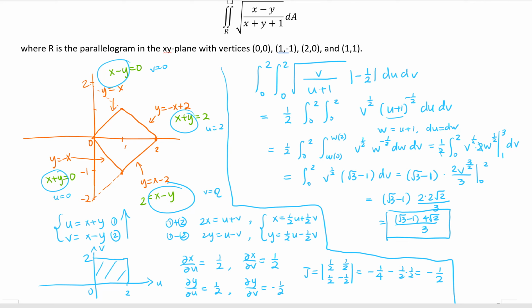Okay, so you can also try other transformations. Maybe you can let u be y minus x, let v be x plus y, and then you can calculate to see whether you have the same answer. So if you see a parallelogram after you draw it, then think about the transformation, change of variables. All right, let's continue.